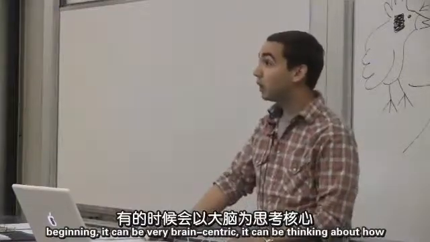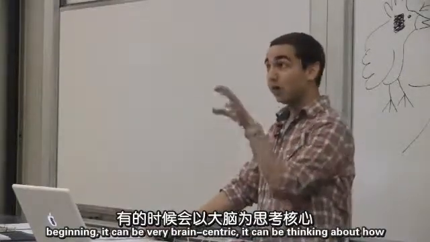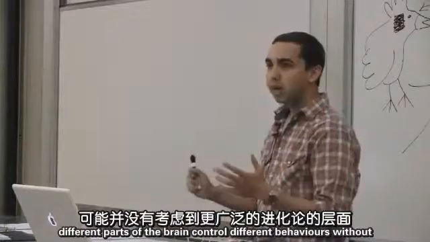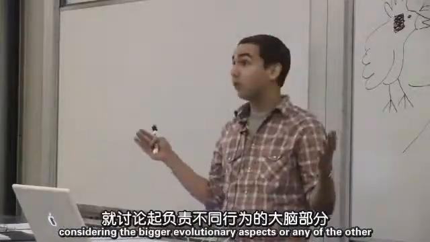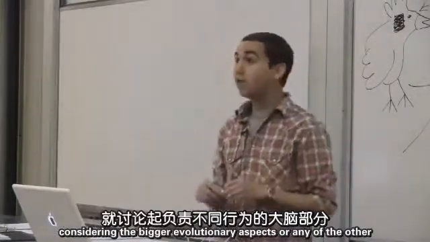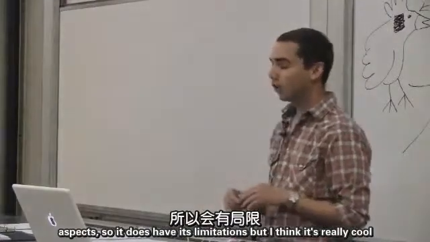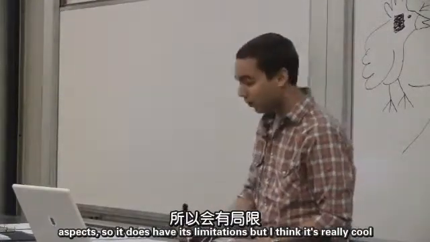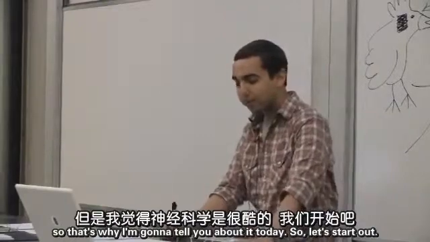It can be very brain-centric. It can be thinking about how different parts of the brain control different behaviors without considering the bigger evolutionary aspects or any of the other aspects. So it does have its limitations, but I think it's really cool. So that's why I'm going to tell you about it today.